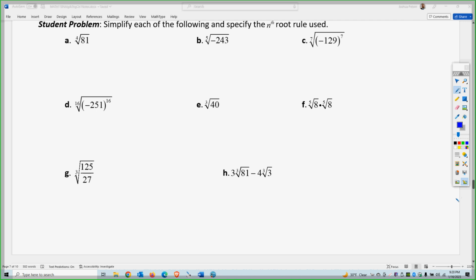Okay, so 81 is 9 times 9, which is 3, 3, 3, 3. So there's 4 of those in there because this is really the fourth root of 3 to the fourth. So I get an answer of 3. So that is a perfect radical.